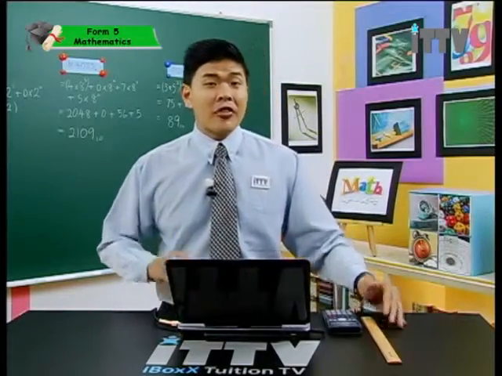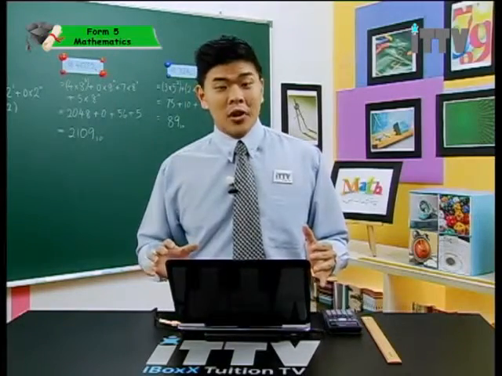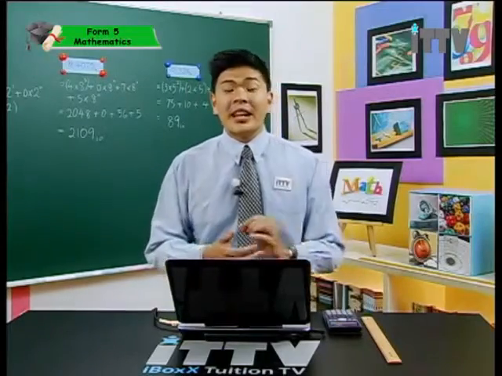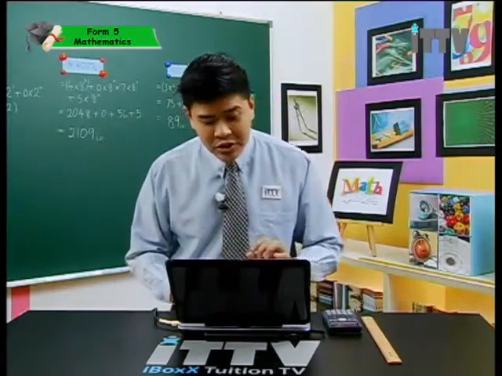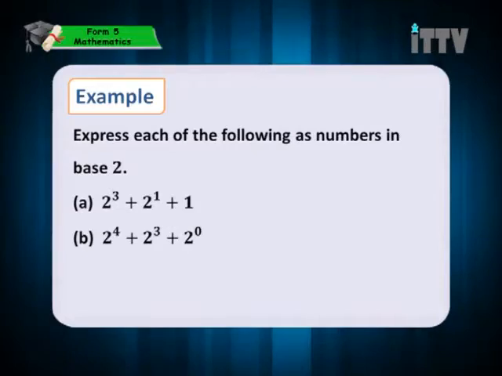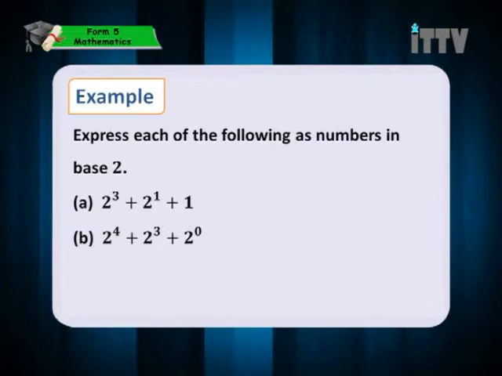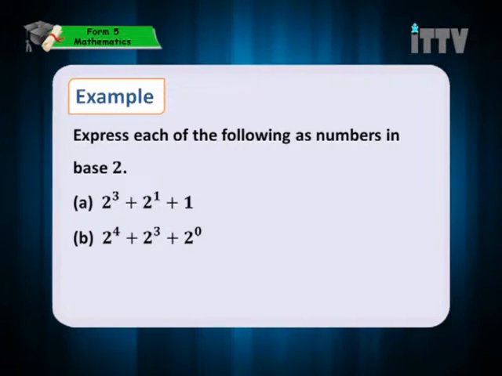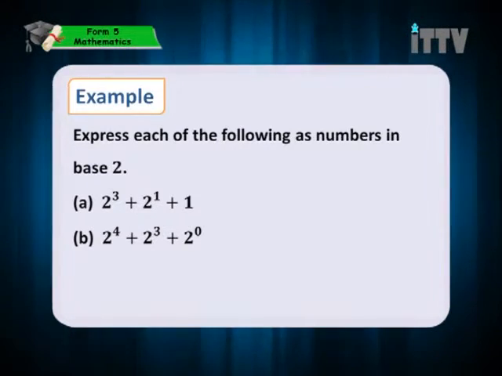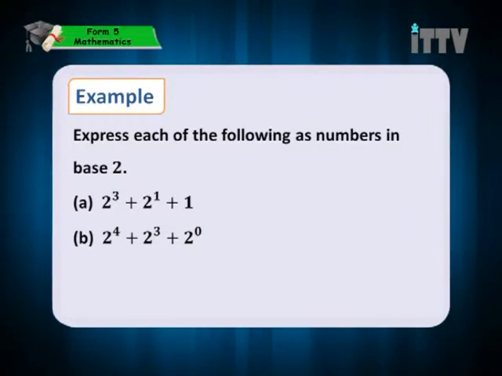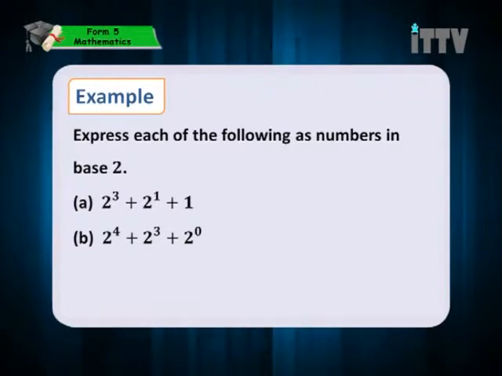Now what about the reverse? Let's take a look right here. Given a number in expanded notation, can we actually write it down as a number in base 2? Let's look at this example. Express each of the following as numbers in base 2. A. 2 to the power of 3 plus 2 to the power of 1 plus 1. B. 2 to the power of 4 plus 2 to the power of 3 plus 2 to the power of 0.